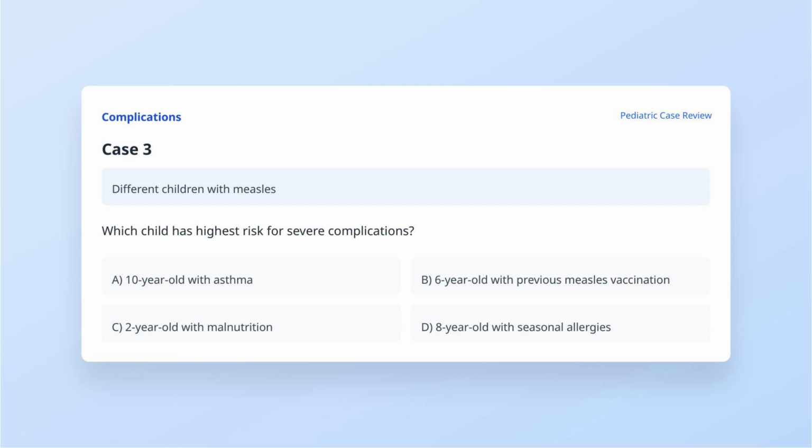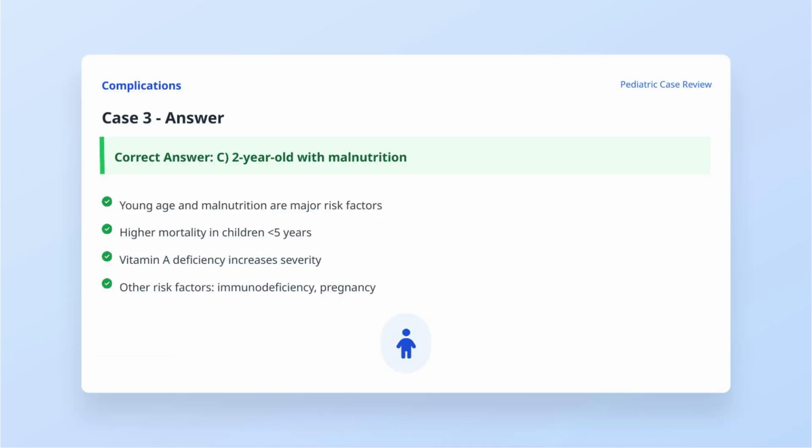You are evaluating several children with measles. Which of the following children has the highest risk for developing severe complications? A. A 10-year-old with asthma, B. A 6-year-old with previous measles vaccination, C. A 2-year-old with malnutrition, or D. An 8-year-old with seasonal allergies? The correct answer is C.